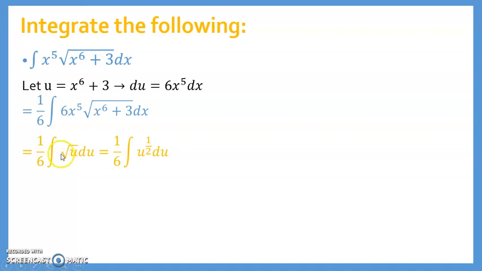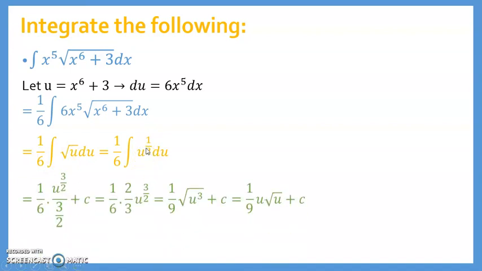So we will rewrite radical u as u power half. Now you just add 1 to the power, so it becomes 3 over 2, and you divide by the new power, which is 3 over 2. I'll go over these steps very quickly because we also did them in the first and second video. So 3 over 2 becomes 2 over 3 in the numerator.